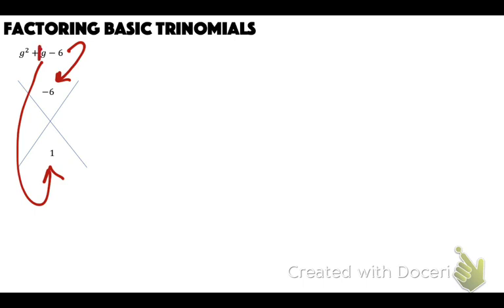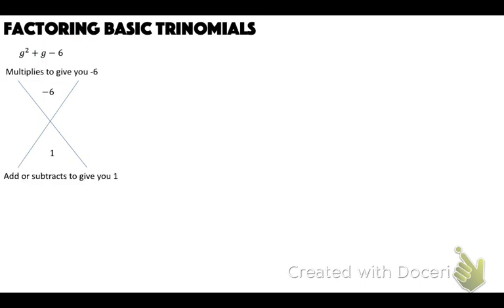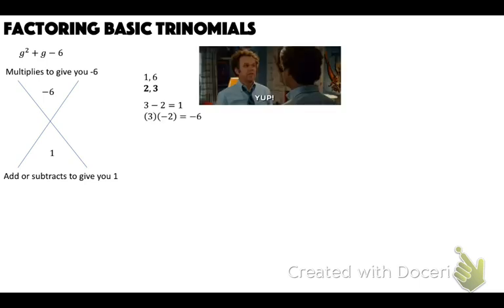Okay, so we're seeing what multiplies to be negative 6 and adds or subtracts to give you 1. If we look at the factors of 6, that's 1 and 6, 2 and 3. Well, 3 minus 2 will give us 1, and 3 times negative 2 will give us negative 6. So this is going to be 3 and negative 2. At this point, there will be an additional step later, in a different video, but these two numbers right here are basically your factors. So that's just going to be g plus 3 and g minus 2.